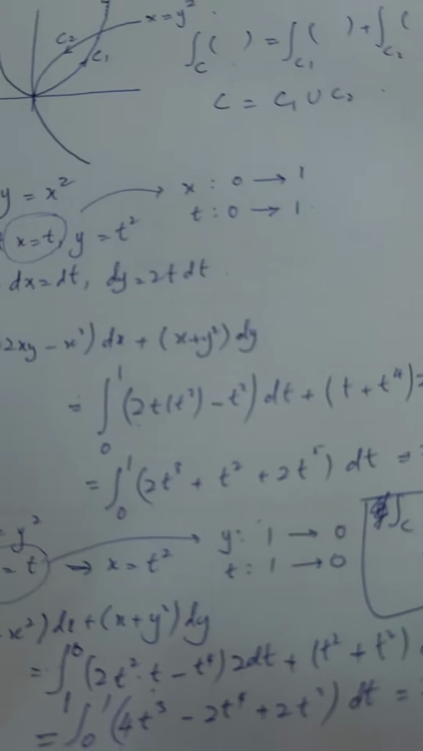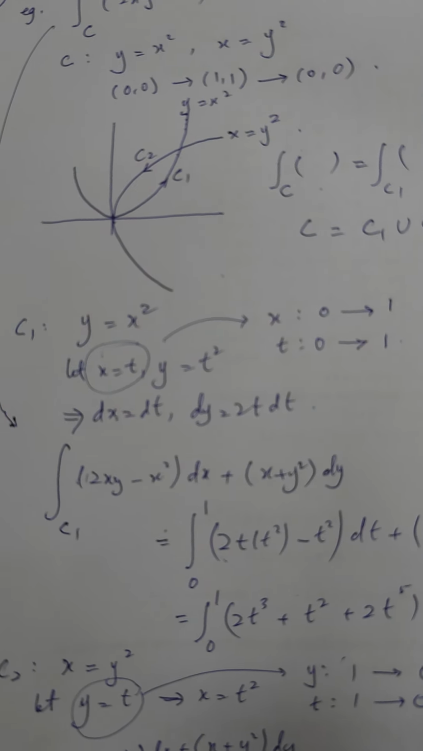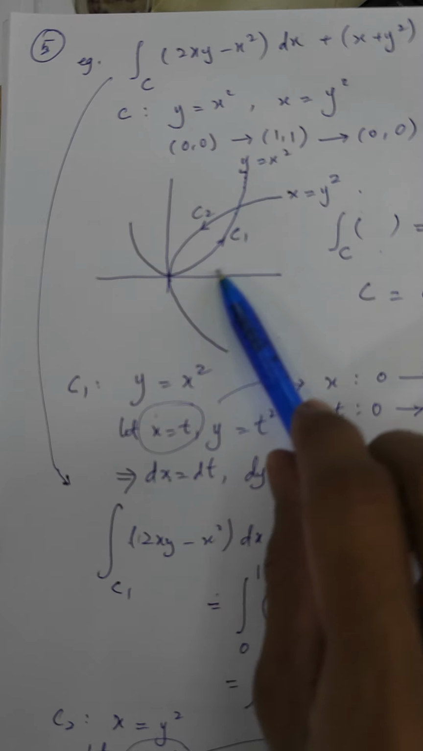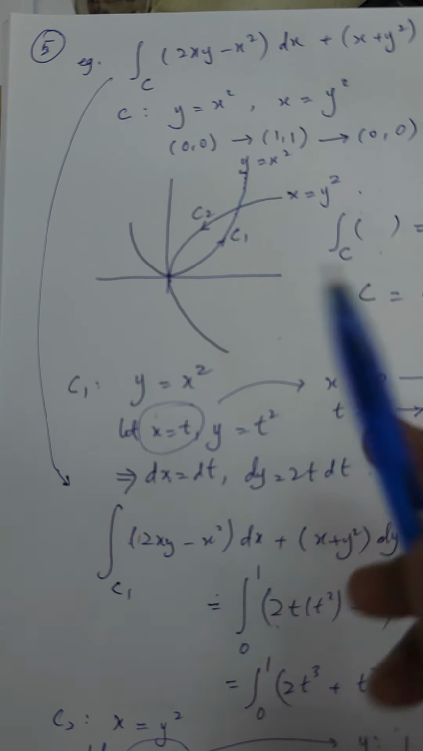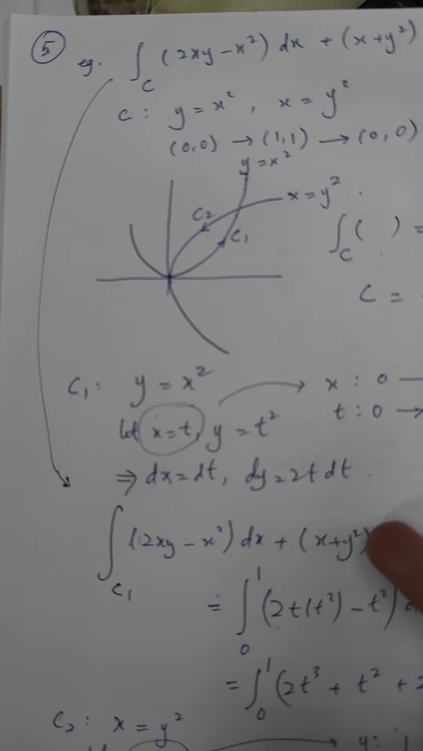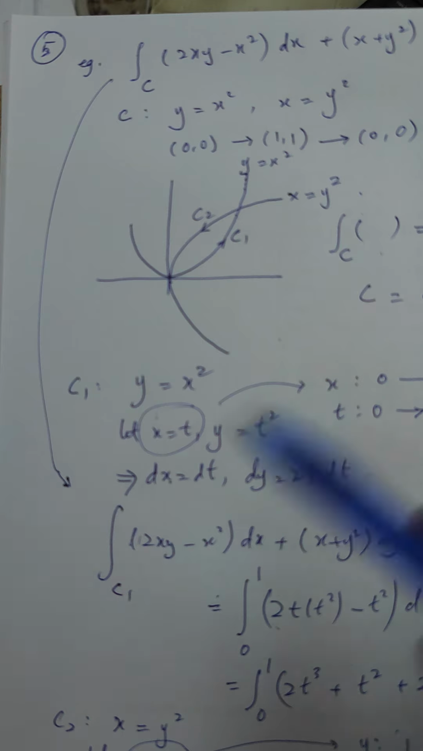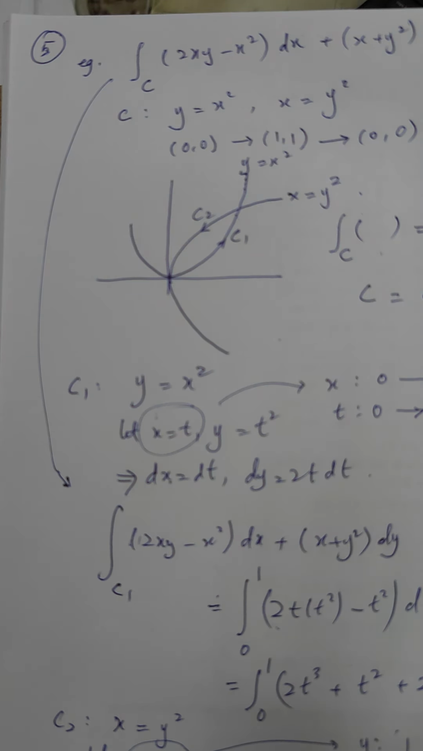So this is the example of the closed curve, and the curve contains piecewise smooth curves. So this one is smooth here and this one is smooth here. It's not that the whole curve is smooth.